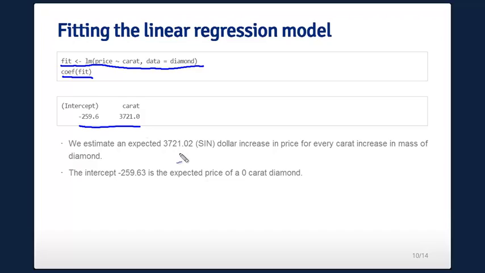So we estimated an expected 3,721 Singapore dollar increase for every carat increase in the mass of the diamond. The intercept is the expected price at a 0 carat diamond, which of course doesn't make a lot of sense, right? Crazy values at the intercept because you haven't collected any data near a 0 carat diamond.